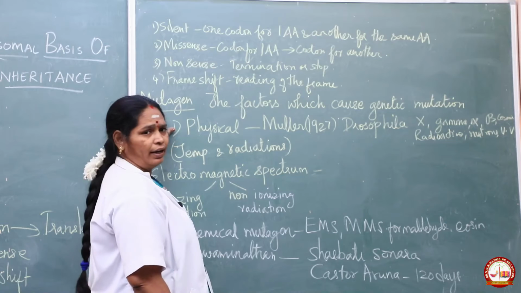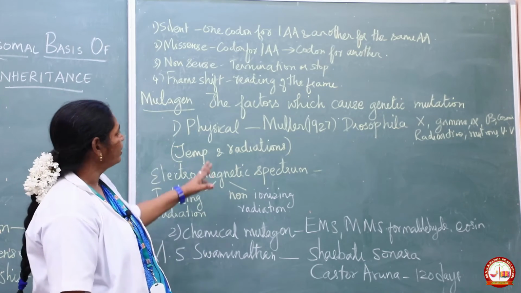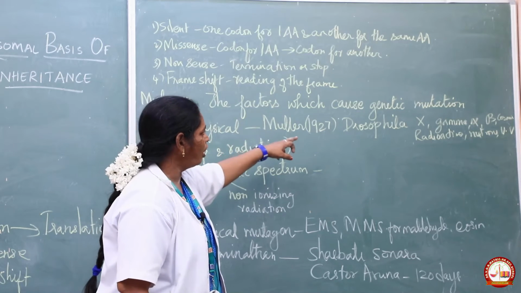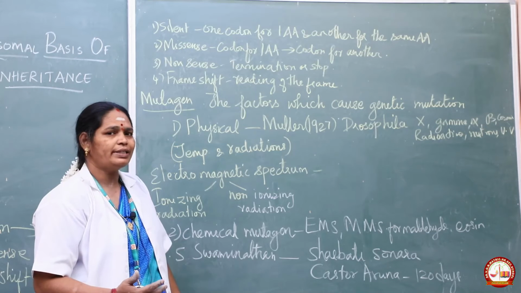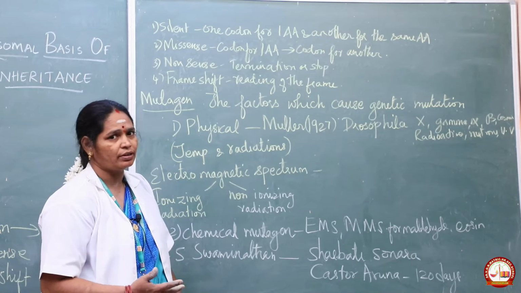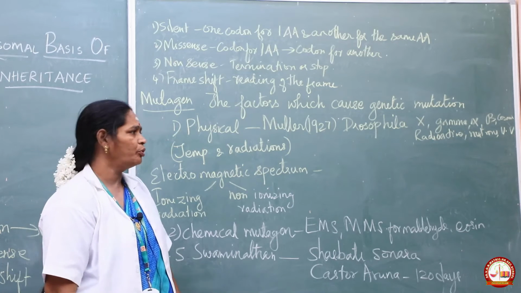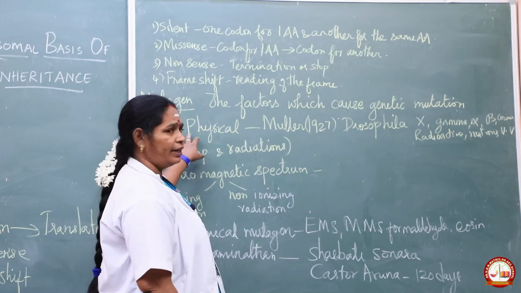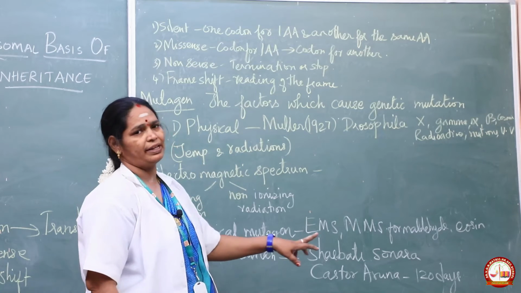And children, let me have the next topic, that is a mutagen. What is a mutagen? The factors which cause genetic mutation are referred to as mutagens. It is also called mutagenic agents. Children, it is of 2 types. Physical mutagen, and the second one, chemical mutagen.